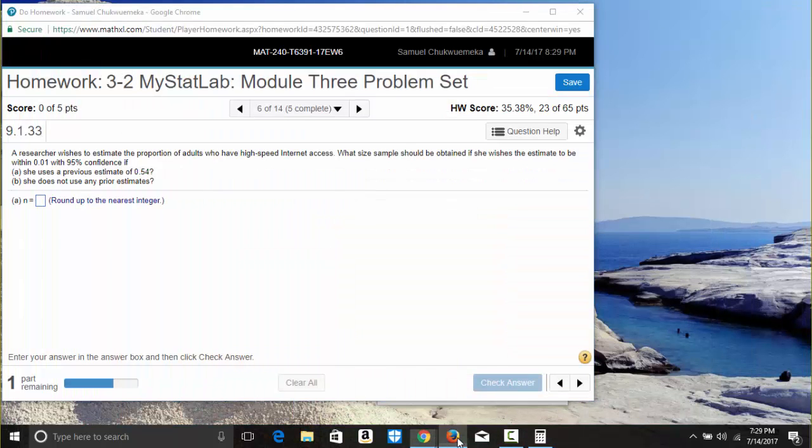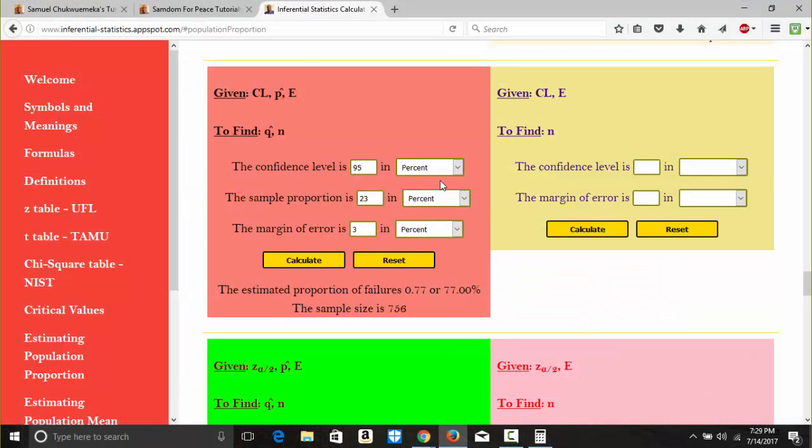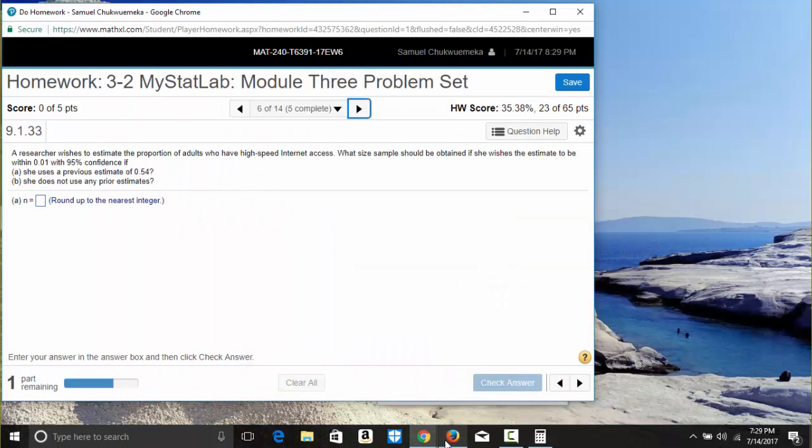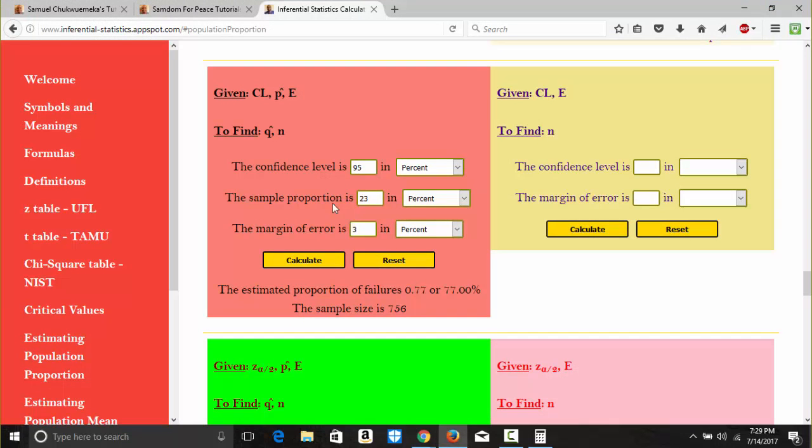So this is 95% confidence. And the margin of error is 0.01 within. So I'm going to put 0.01 here, and I will not select percent. I will select points. I will select decimal.